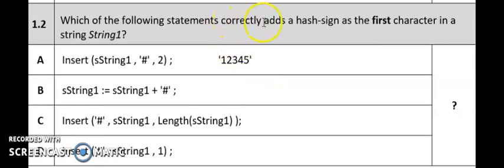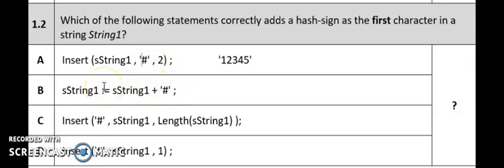Which of the following statements correctly adds a hash sign, the sort of noughts and crosses grid that's been squashed, as the first character in the string? Okay, so insert the hash. This is even the wrong way around, because that's saying insert this thing into the hash sign. That's not going to work, definitely.